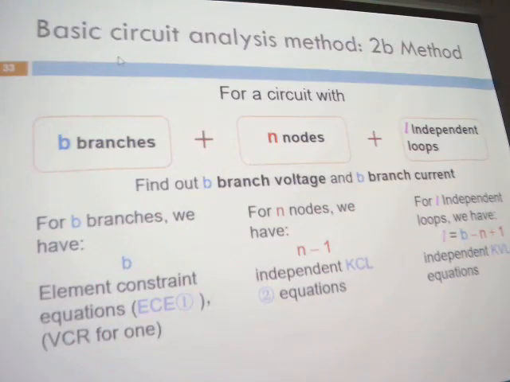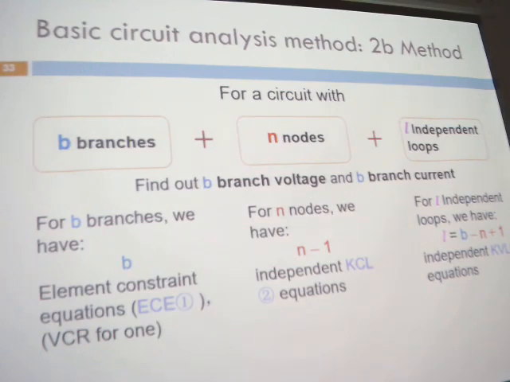Okay, now we're going to see the basic circuit analysis method, the 2B method. This one is the most basic one, and for any circuit, we can use this one to solve it. But it doesn't mean this one is a very good method. From the name of this method, we know 2B. What does this mean? B is the number of branches, right? This method means we have 2B equations.